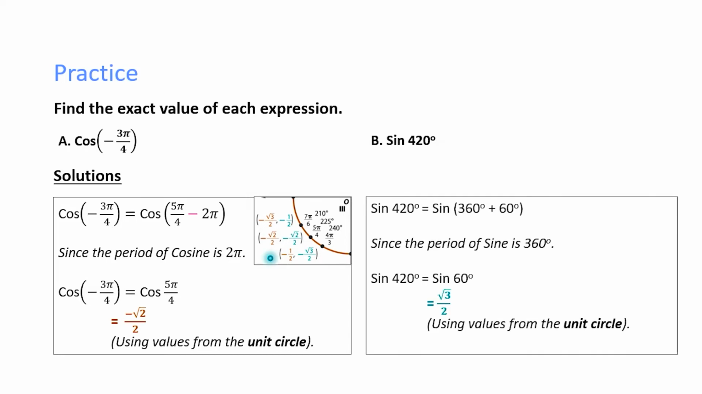For sine 420 degrees, again 420 degrees is 360 degrees plus 60. So sine of 60 degrees, looking at the unit circle, we have 60 degrees, half, and root 3 over 2. We only want the y-coordinate, or root 3 over 2, for the solution for this problem.